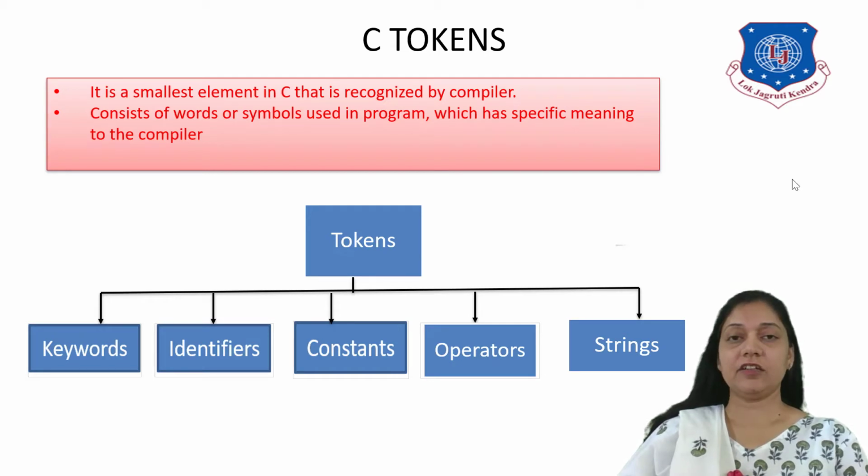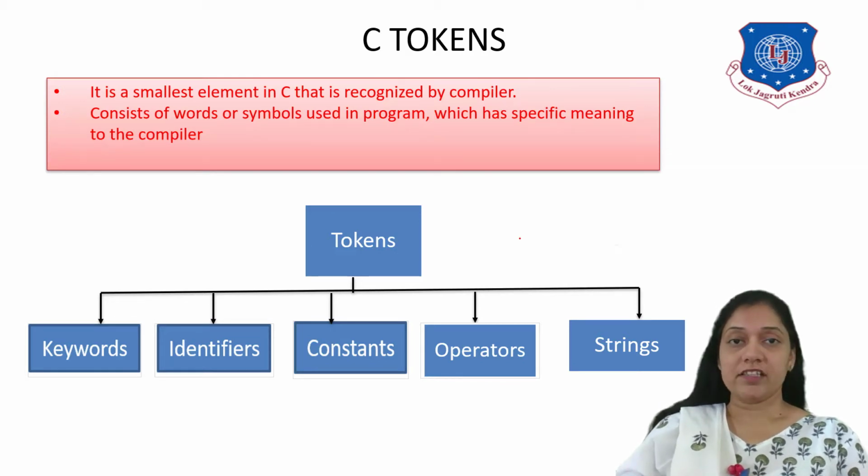Hi friends, today we are going to see about an important topic, that is C tokens. Okay, so let's understand what C tokens are. A C token is the smallest element in C that is recognized by the compiler. It means we have symbols or words or characters in C which specify some specific meaning to the compiler. We have to use the symbols to perform some specific task.